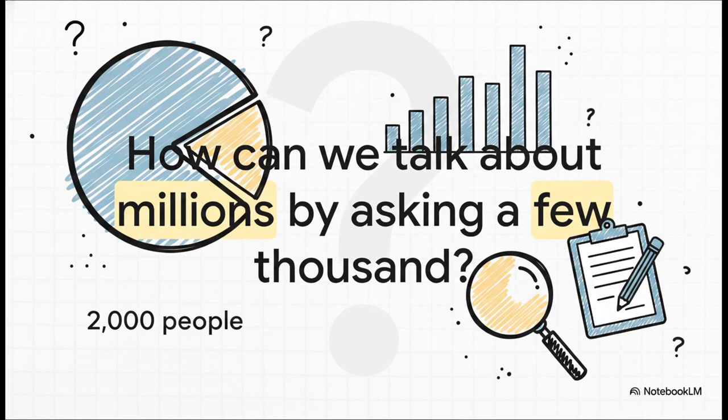It all really kicks off with this almost impossible sounding question. I mean, think about it. You see it all the time. A pollster talks to 2,000 people, and then they go on TV and say what an entire country of millions thinks? How on earth does that work? How can a tiny little slice tell us anything meaningful about the whole pie?